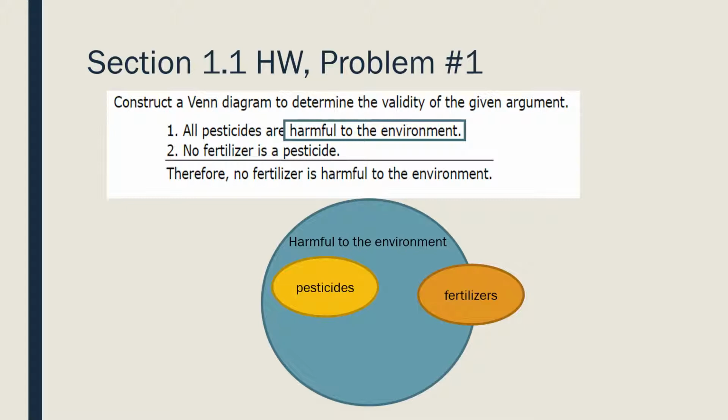Now we have to determine if this is valid or invalid. So our conclusion, no fertilizer is harmful to the environment. Well, we don't really have enough information to draw that conclusion. So therefore, this is an invalid argument. Since we don't have enough information to determine where fertilizers belong, do they belong inside of the circle that says harmful to the environment? Are they outside of that circle? Since we don't have enough information to determine that, this is considered an invalid argument.